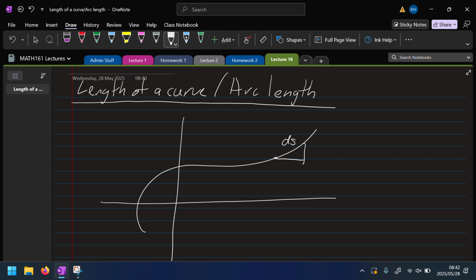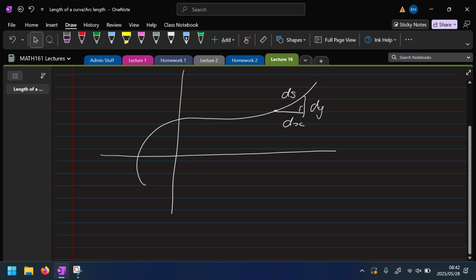That horizontal distance is going to be dx as usual, and the vertical distance is going to be dy. So that little bit of length along the curve, that hypotenuse, we call ds. Now this is a right angle triangle, so we can use Pythag with this. So ds squared will be dx squared plus dy squared. That's just Pythag.